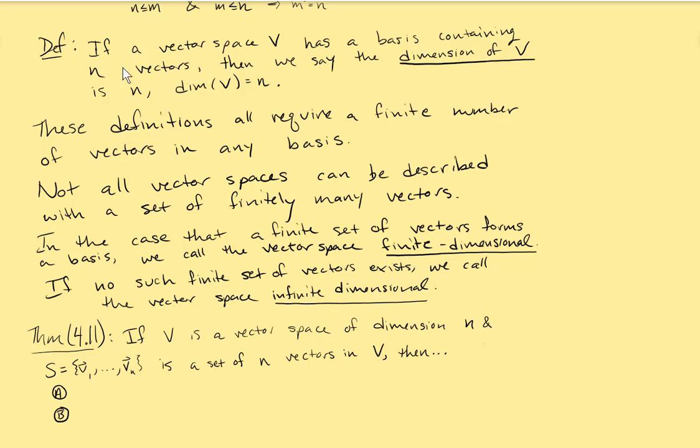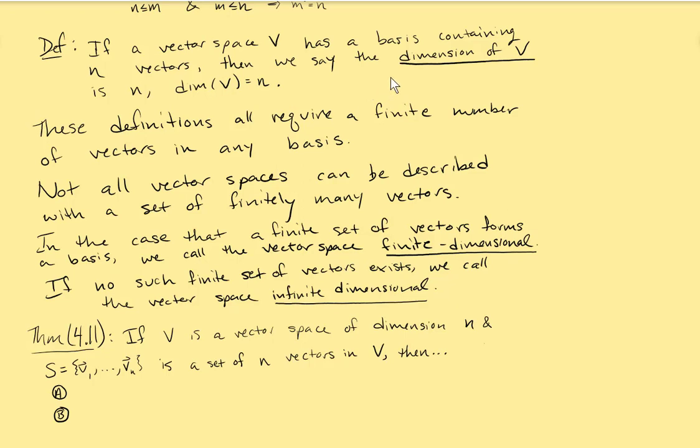Starting here, we can say this is a definition we'll use. That's kind of motivated. Well, let's take a look at the definition first. If a vector space V has a basis containing n vectors, then we say that the dimension of V is n, and we write that dim of V equals n. This kind of makes sense.